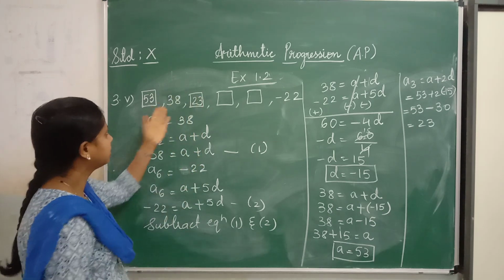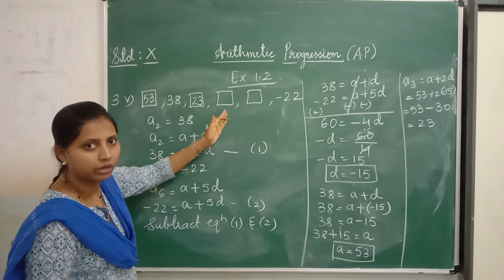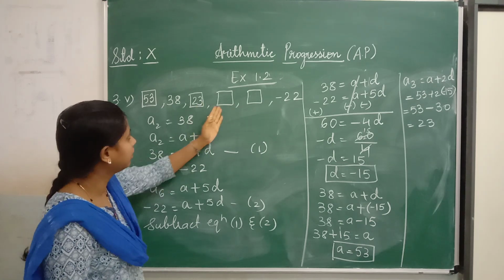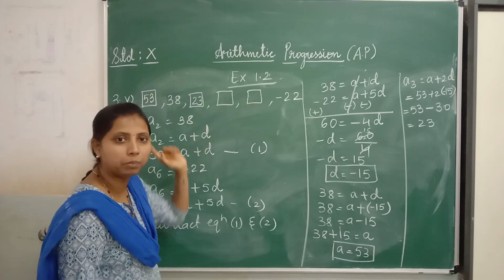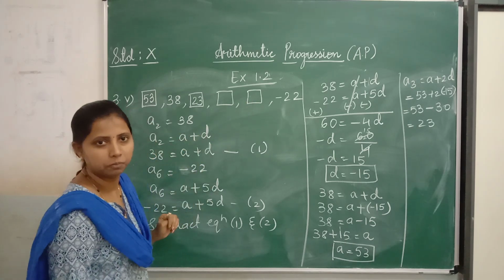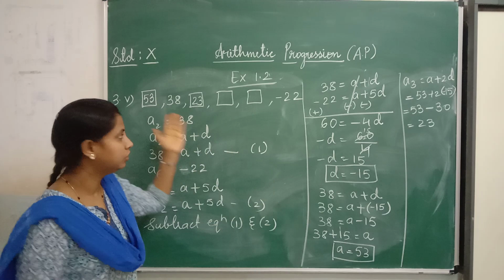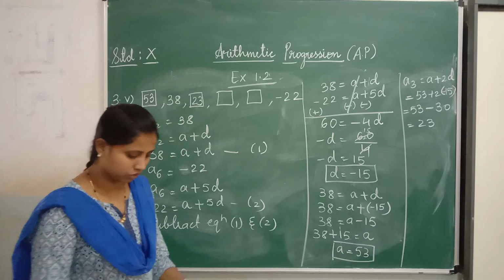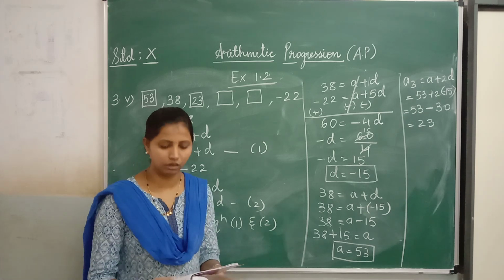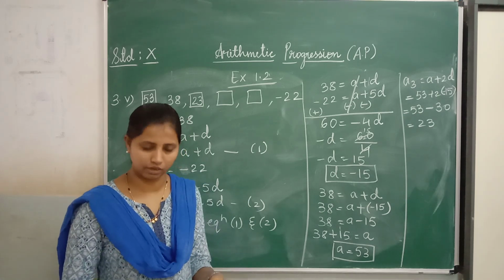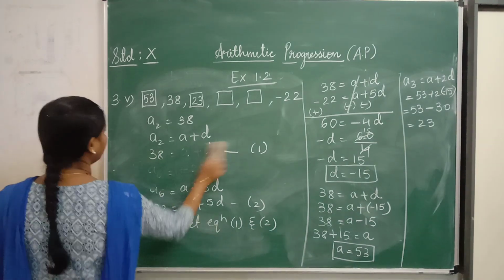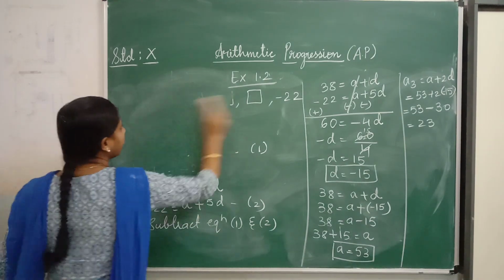Like this you can find the fourth term, A4. A4 will be A plus 3D. Fifth term, A plus 4D. Yes, children? A and D are there. You can fill up the remaining boxes. Understood, children? So the remaining sums, third main, you have to solve by yourselves. Now let's move on to the fourth one.